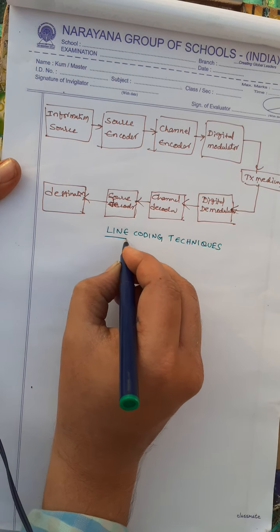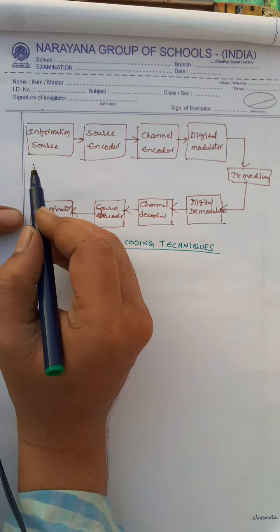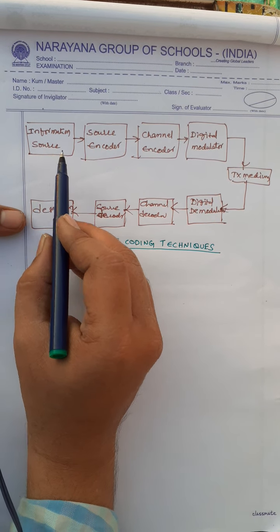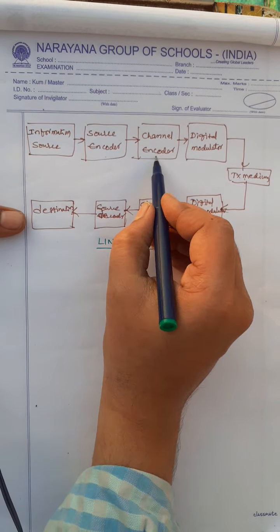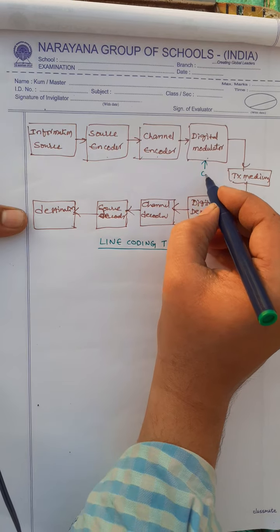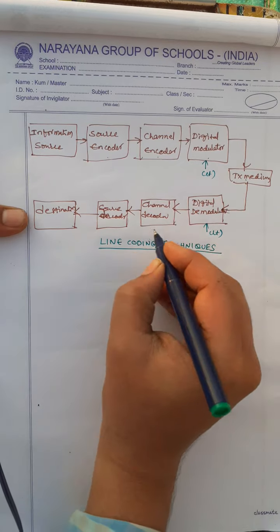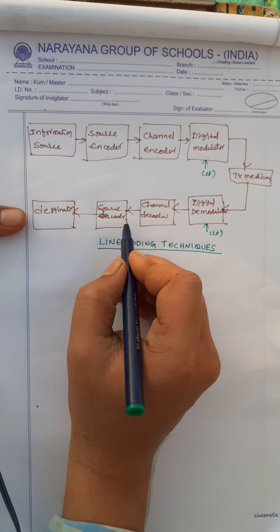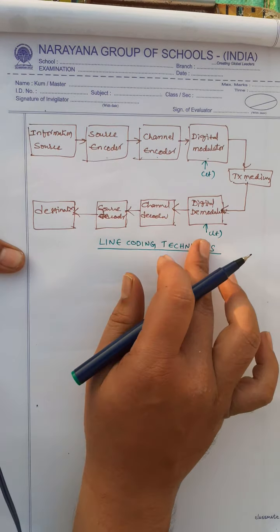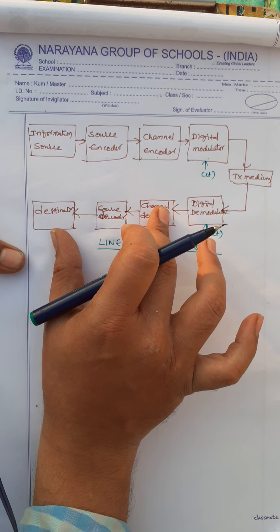Okay, before going to explain this line coding technique, we know the block diagram of digital communication. The block diagram of digital communication consists of information source, source encoder, channel encoder, digital modulator with the carrier signal, transmission medium, digital demodulator with the carrier signal, channel decoder, source decoder, and destination. Now I am not going to explain this entire part of digital communication. We have already discussed it in the classroom, right?